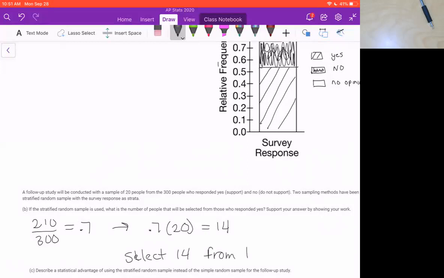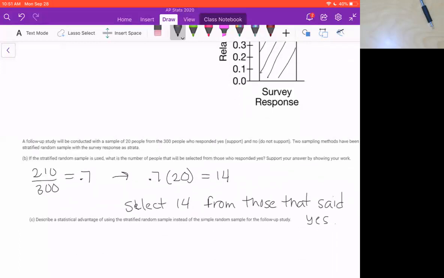those that said yes. And it's hard to show your work, and as long as we can tell what you did, that is showing your work. And I think you can tell what I did. I took 210, I divided by 300, I got 0.7, which is 70%, multiplied that by my sample size to figure out that I should get 14. So I should get 14 from the yes group, and I should get 6 from the no group, okay?